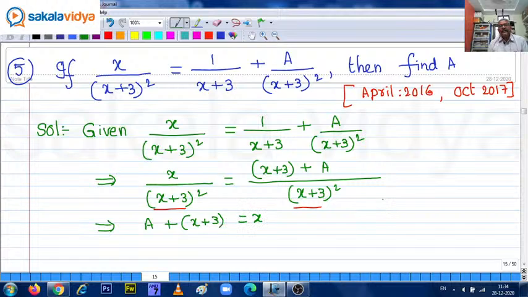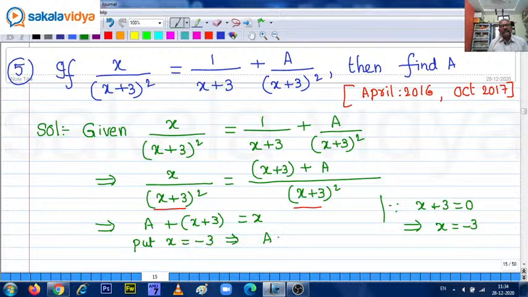Let us suppress x plus 3. Suppress means equated to 0. X plus 3 is equal to 0. We get obviously x is equal to minus 3. So now put x is equal to minus 3. What do you get now here? A plus x plus 3 is 0. This is negative 3. So therefore a equals to negative 3. This is the answer.